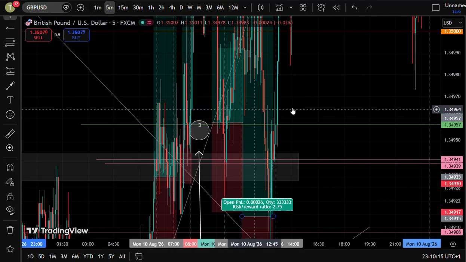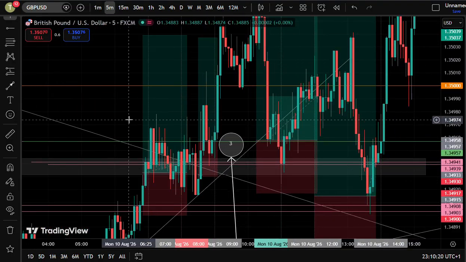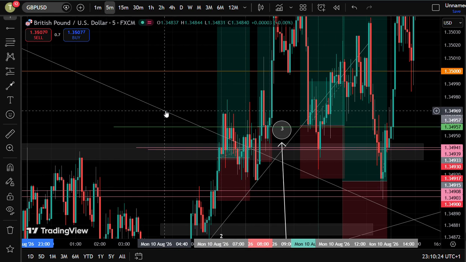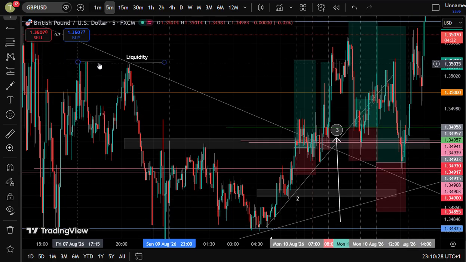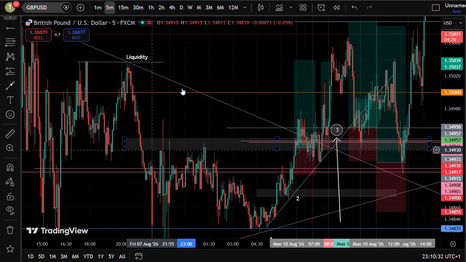This entry was made from the 1 minute. I want you to just know that this entry was made from the 1 minute. So if you come here, you'll see what happened. You look at it, it took out this liquidity. Our main target is this liquidity. You understand? So when we hit this 1.35, we know that there are more entries for us.